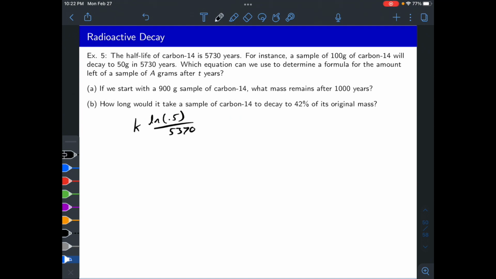In part A, it tells us that our initial amount is going to be 900 grams. So that tells us that f of t is going to be 900 e to the kt. I forgot the equals. So this would be ln of a half over 5,730 times t. So how much is going to remain after 1,000 years?